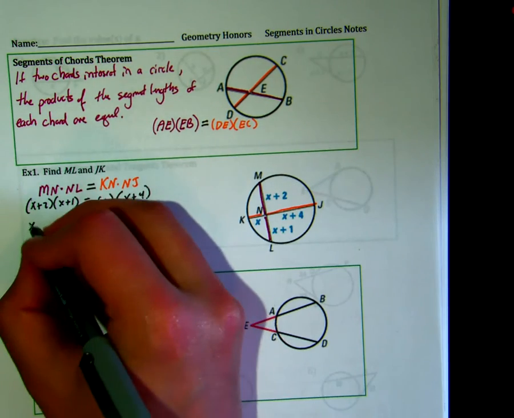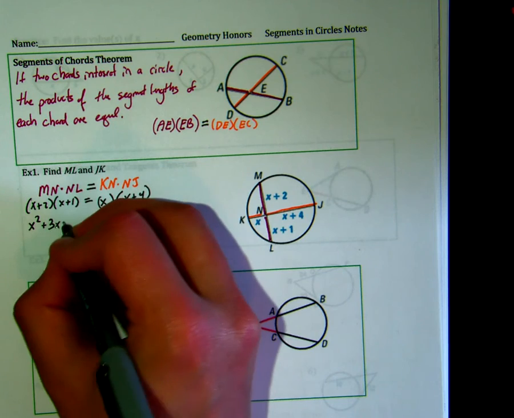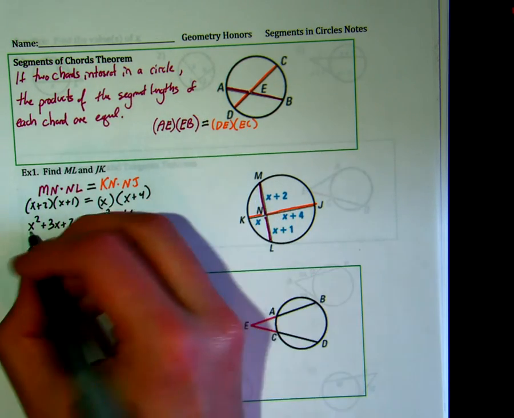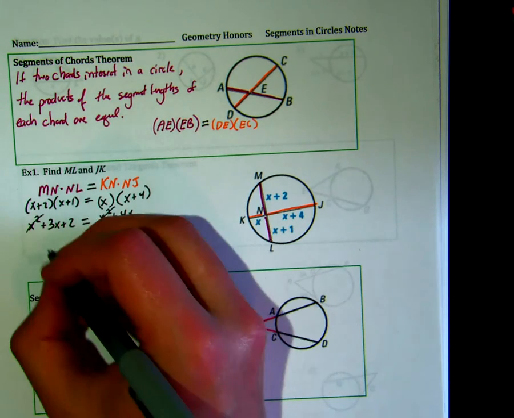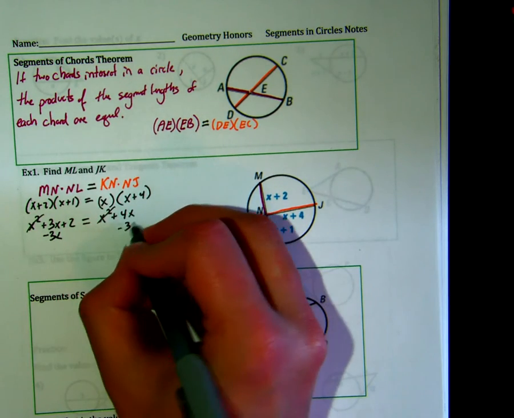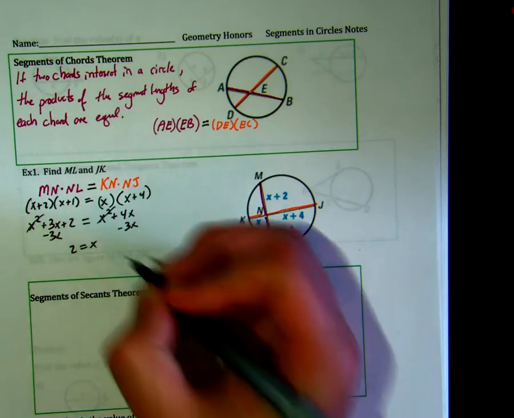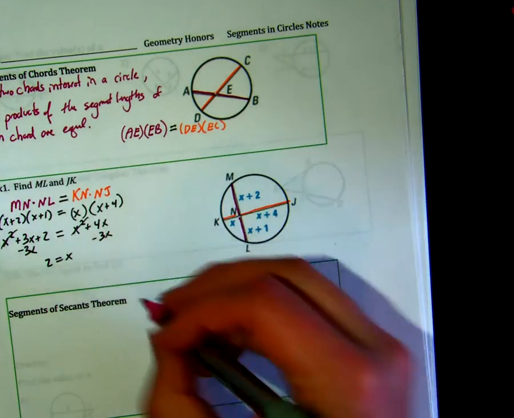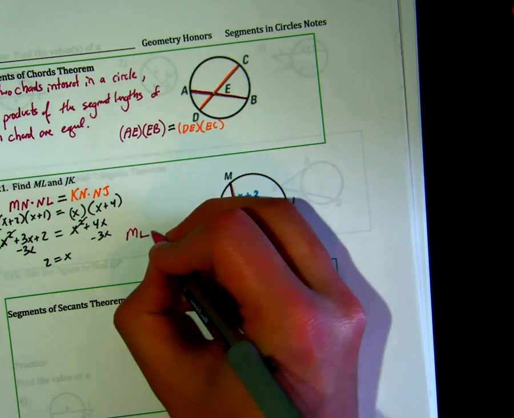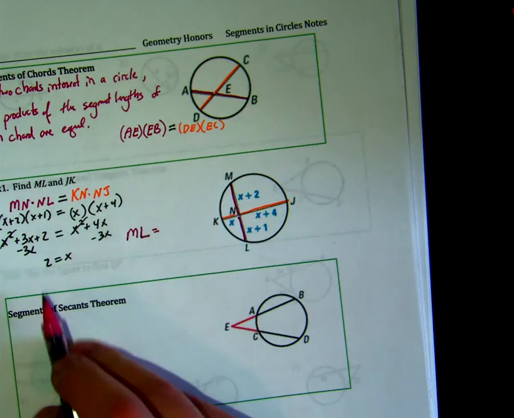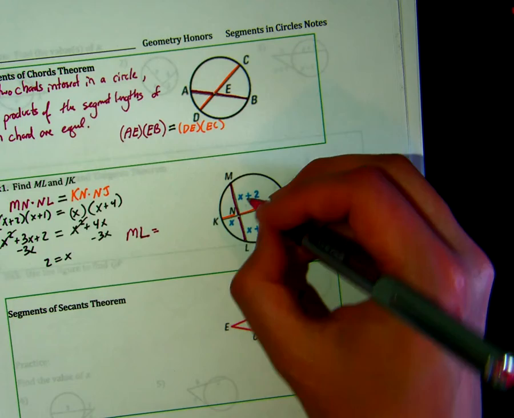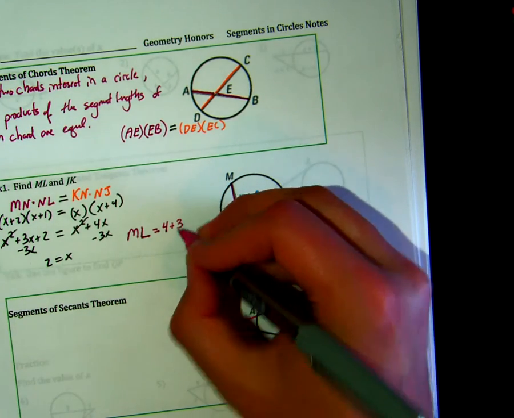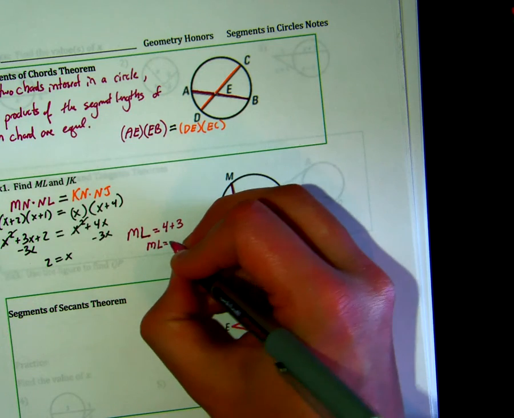So this gives us the quadratic x squared plus 3x plus 2. This gives us the quadratic x squared plus 4x. And if we subtract x squared, those cancel. And we subtract 3x, it's going to give us x equals 2. So the two things that we want are ML. Okay, so if x is 2, then this piece is 4, and this piece is 3. So ML is 7.